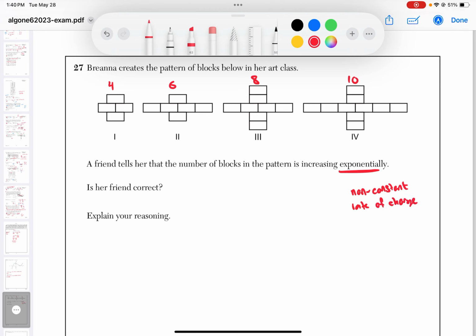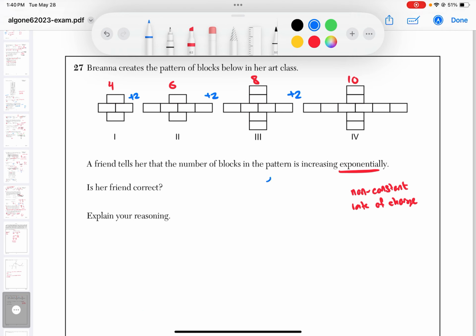Right? If I have a linear function, then the rate of change is going to be consistent every time. And you'll notice, right, to get from the first block to the second block, we're increasing by 2. And to get from the second to the third, we increase by 2. And to get from the third to the fourth, we increase by 2.